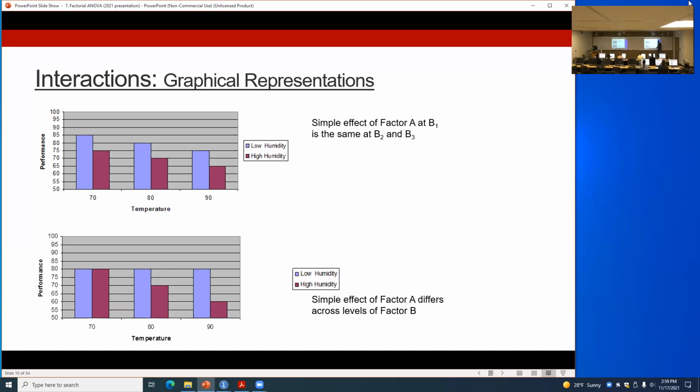What about when it differs across levels? What's the difference in high and low humidity at 70? And at 80? And at 90? Yeah, so that simple effect, the comparison of those conditions at each level, starts to change, right? Which is telling us that we have an interaction. So this becomes important if we're talking about simple effects, those cell comparisons. If we're talking about main effects, we're talking about row and column stuff.